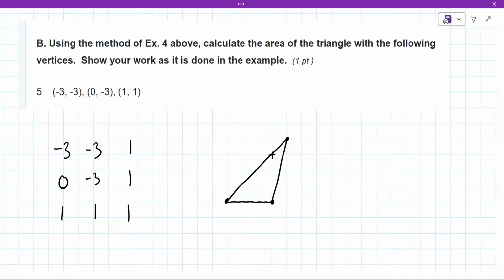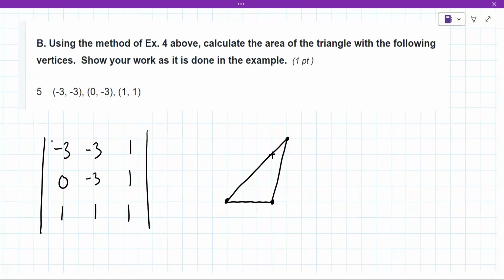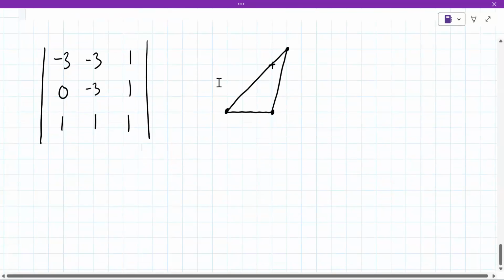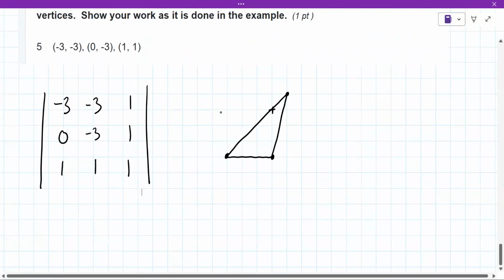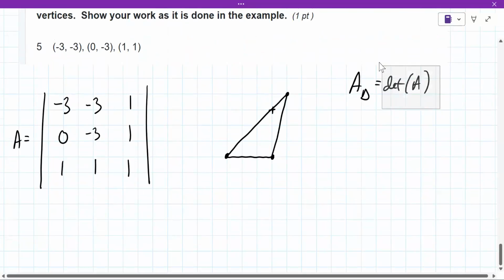So to find the area, you have to take the determinant of this matrix. So basically you have to replicate exactly what we just did. And then there's a final little piece. So let's call this matrix A. The area of a triangle is the determinant of matrix A, but then it's really 1/2 of that.